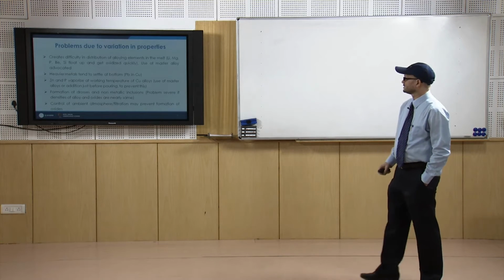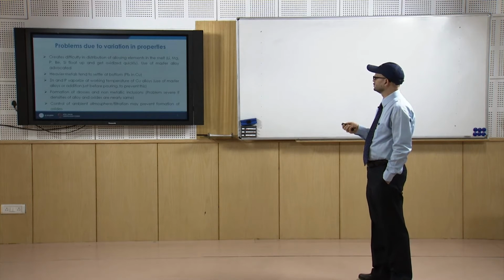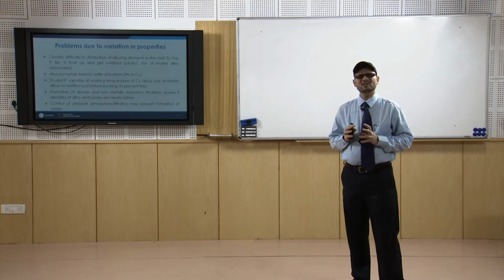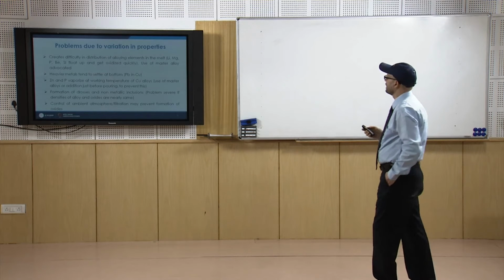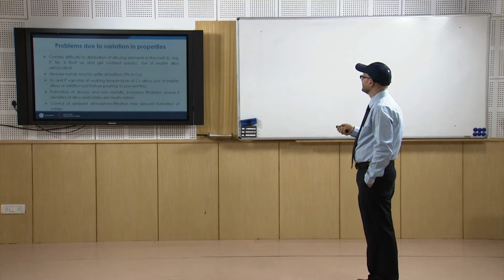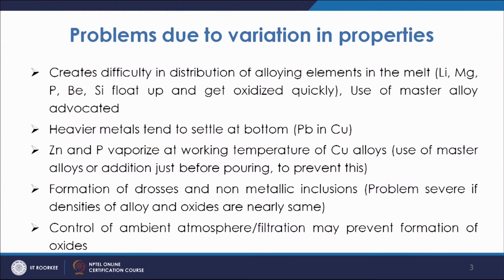So, let us discuss the problems due to variation in properties. We have discussed that because of the variation in the properties of the elements, a number of problems are faced. One is difficulty in distribution of alloying elements in the melt. For example, lithium, magnesium, phosphorus, beryllium, silicon: they normally float up and can get oxidized quickly.